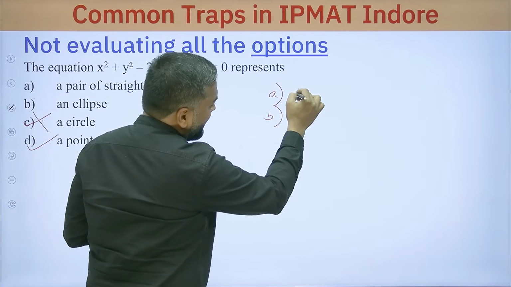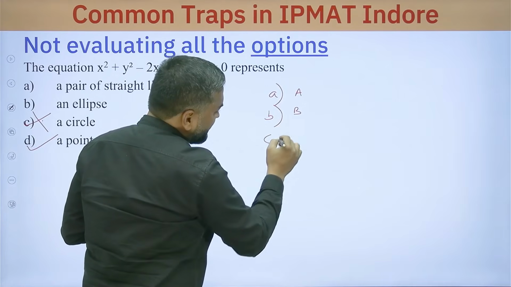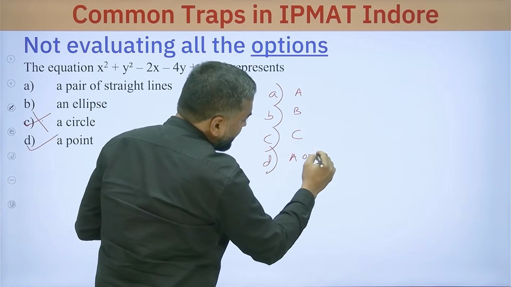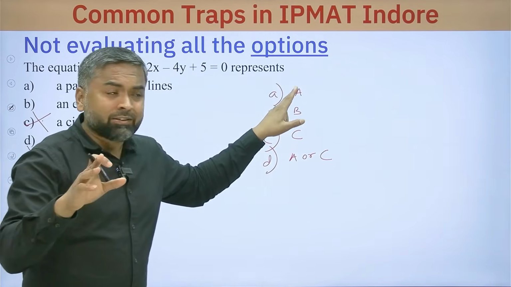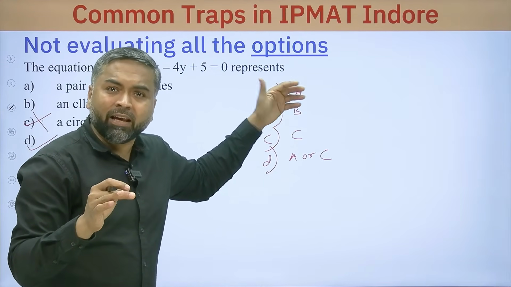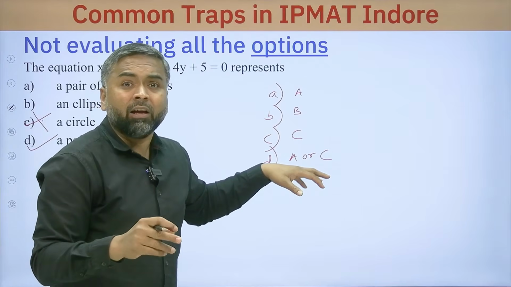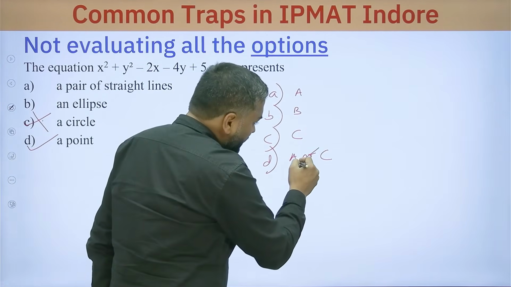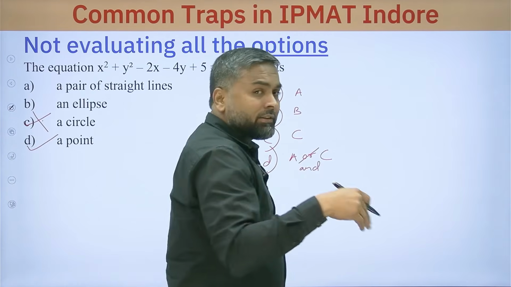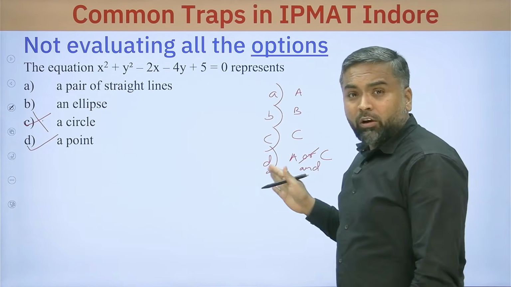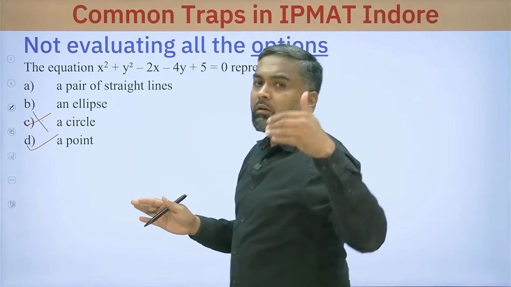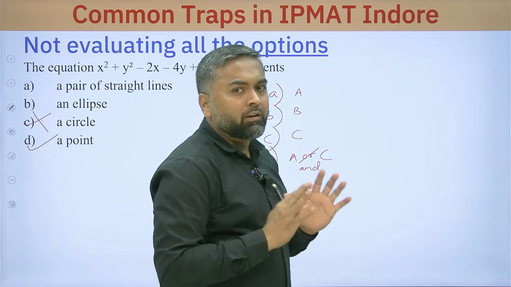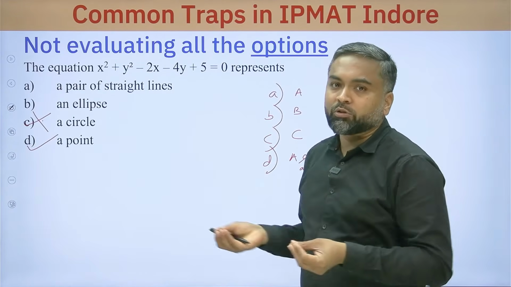Let's say option A is A, option B is B, option C is C, and option D will be A or C. If students get answer as A, they will mark it then and there and go. They will not look at the option which was available, that is D option, or probably it could have been A and D. There are 2 answer options available. Students don't read the 4th option and they make the mistake. So always read the options to ensure that you are not missing out on a silly mistake.